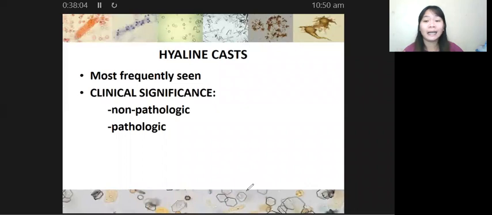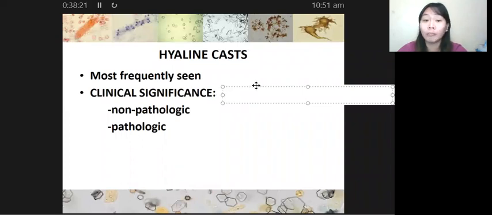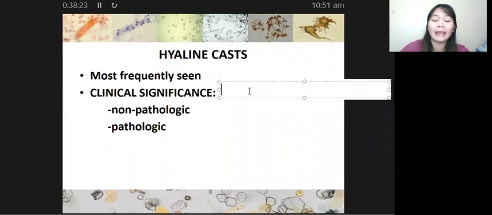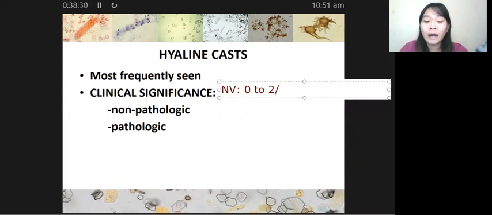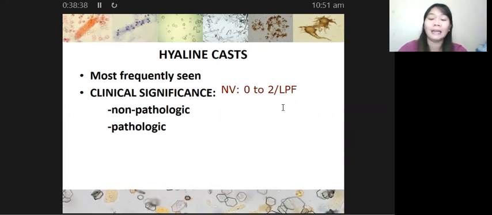So, clinical significance of your hyaline casts. So their presence in urine, so it can be due to a non-pathologic condition or a pathologic condition. Okay, so before we go to the clinical significance, what is the normal value for your hyaline casts? So remember that normal value for your hyaline cast is 0 to 2 per LPF. Okay, so 0 to 2 per LPF. Yan yung normal value po ng hyaline casts.